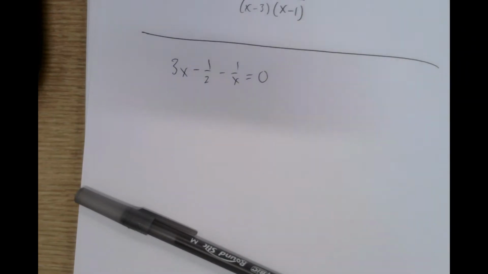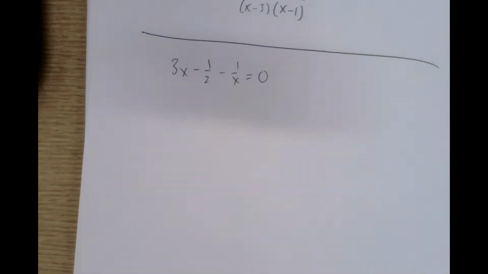Let's just say we're given a problem like this: 3x minus 1/2 minus 1 over x equals 0. This seems like a lot of things here. And remember that there are two methods. One is that you're going to create the same denominator for all of these different things in your equation. Or what you could do is get rid of your denominators entirely.